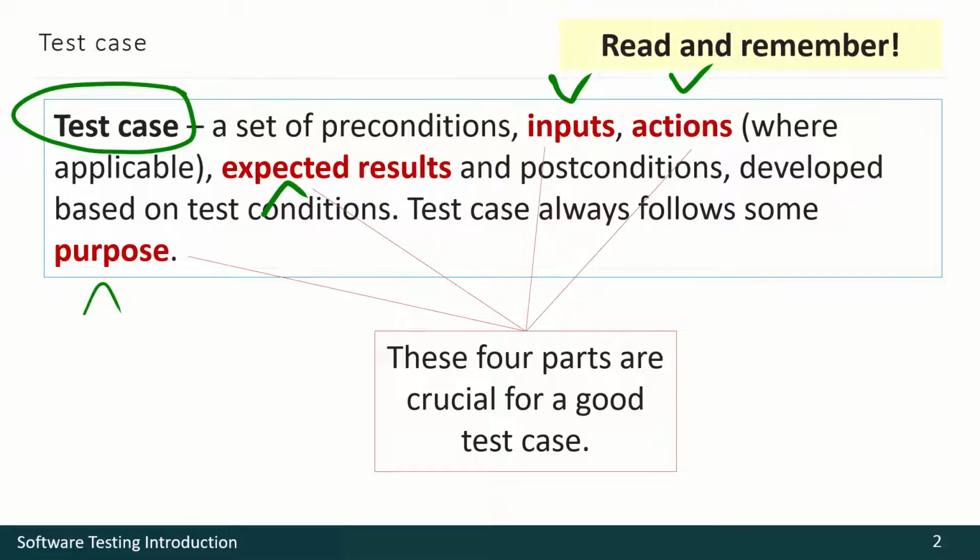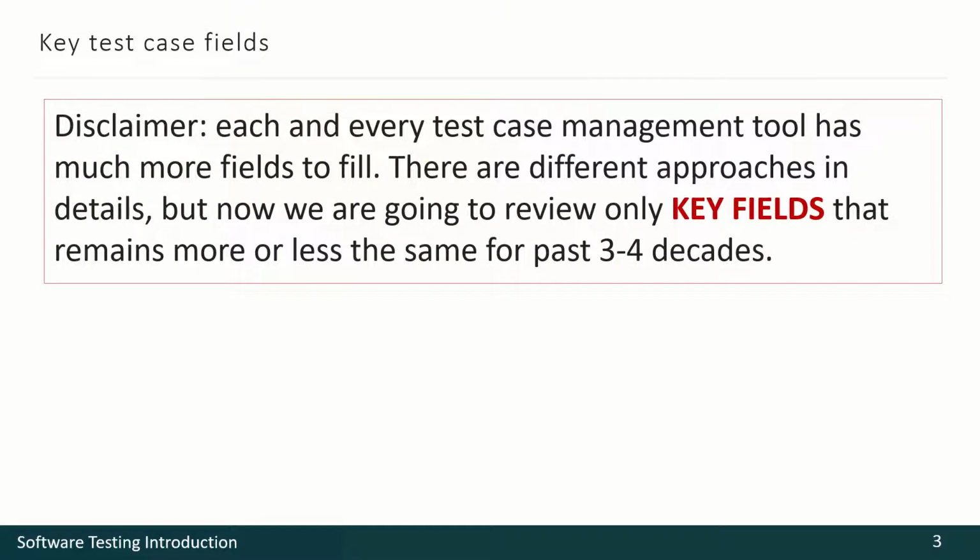First of all, any test case has to have inputs, actions, expected results, and that's all with some purpose. If such 4 properties are somehow missing from a test case, that test case may not be considered a good one. Before we begin talking about test case fields, here is some disclaimer.